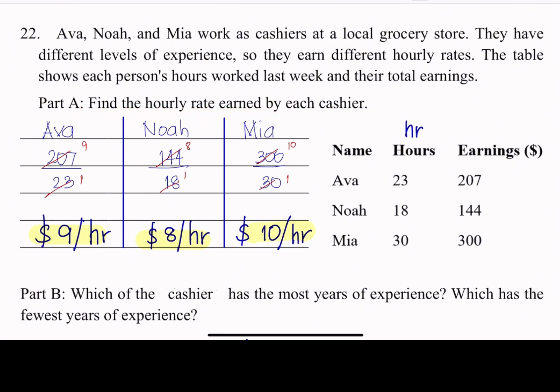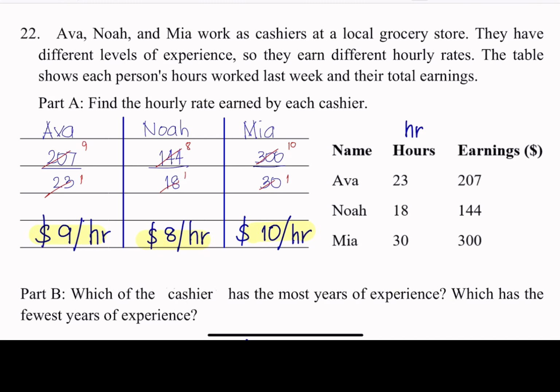So we have 3 cashiers here, Ava, Noah, and Mia. Ava earned 207. She worked 23 hours. So all we have to do is to divide 207 by 23. So do the math, it's $9 per hour. Noah worked 18 hours and earned 144. So 144 divided by 18 is $8 per hour.